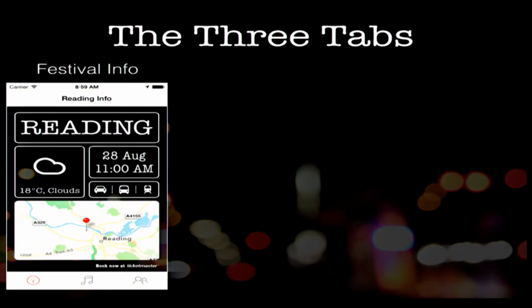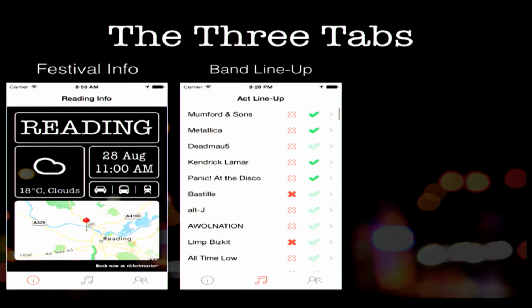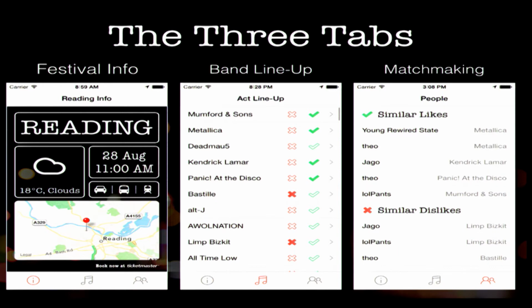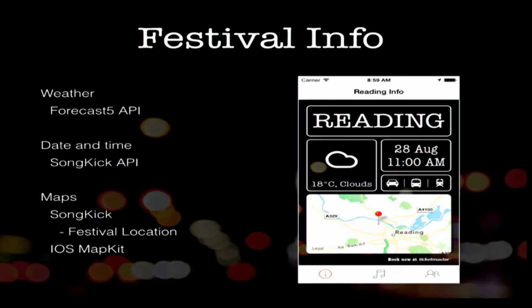The first one, the festival info tab, has information such as weather, date and time, and location information about the festival. The second is the band lineup, which holds information about the acts that are going to be playing at the festival and allows you to like and dislike them. The third is the matchmaking app, which matches you with users that have also liked or disliked the same bands as you.